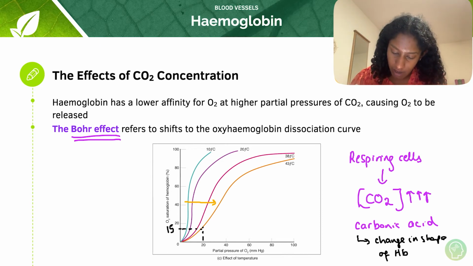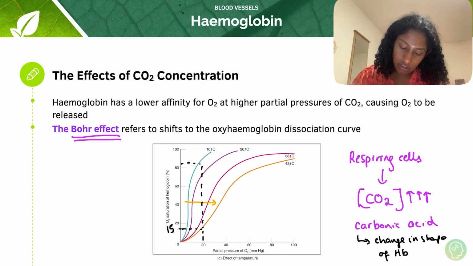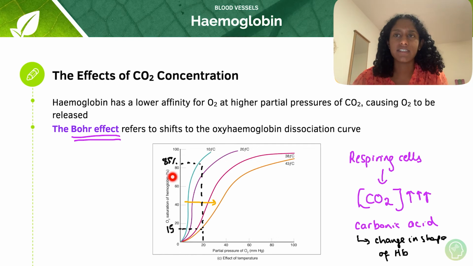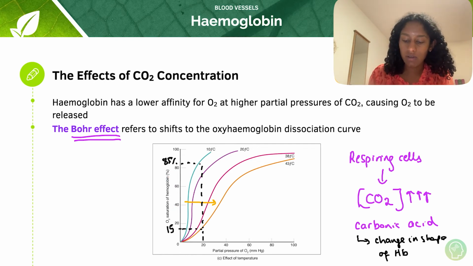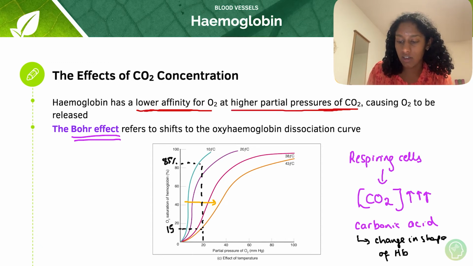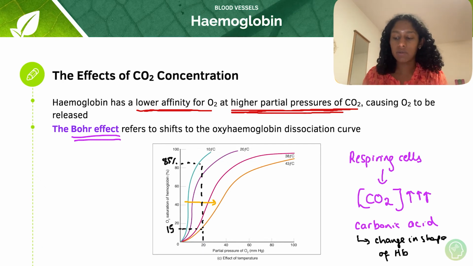Whereas if we trace it up to our much lower concentration of carbon dioxide, we can see that our oxygen saturation of haemoglobin is about 85%. So you can see that's a huge difference, isn't it? Now, that's because haemoglobin has a lower affinity for oxygen at higher partial pressures of carbon dioxide, causing oxygen to be released, which makes sense.